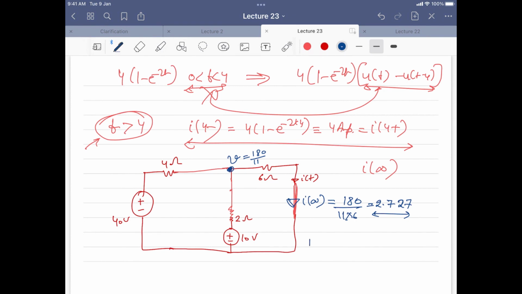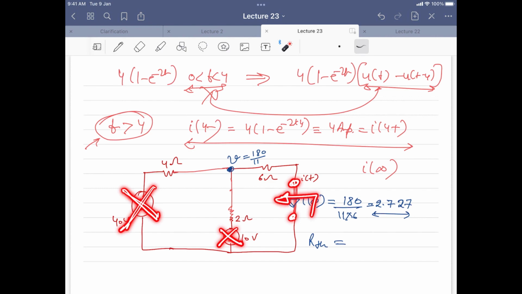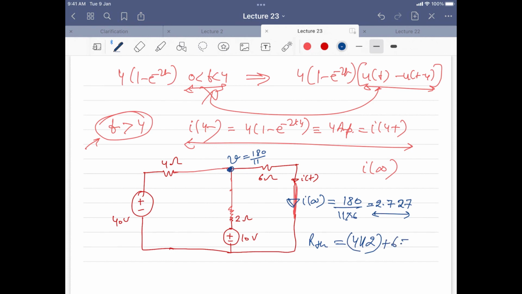What is the Thevenin resistance in this situation across the inductor? 22 by 3. Yes, very good. So Thevenin resistance is nothing but, you short circuit this voltage, and you want to check across this point, right? What is the resistance? That resistance is nothing but 4 parallel with 2 and then in series with 6. So the answer is 22 by 3 ohms.